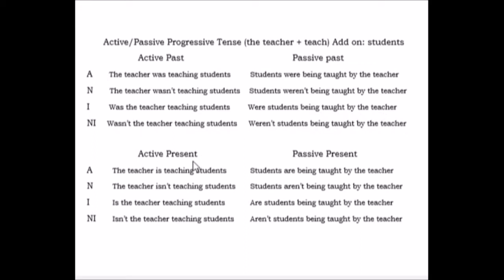Now in the active present, the teacher is teaching students becomes students are being taught by the teacher in the passive present. The teacher isn't teaching students becomes students aren't being taught by the teacher. Is the teacher teaching students becomes are students being taught by the teacher. Isn't the teacher teaching students becomes aren't students being taught by the teacher.